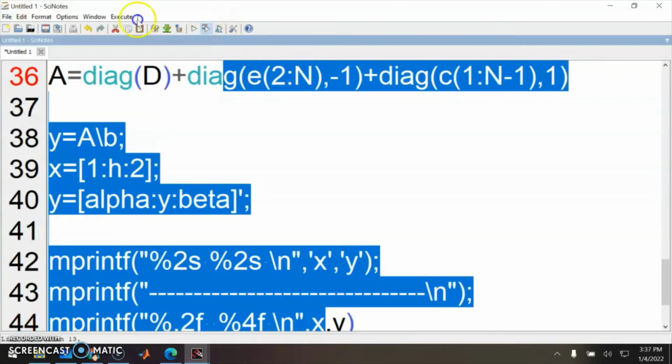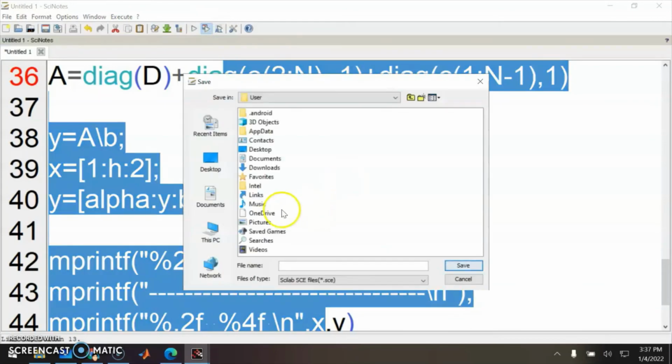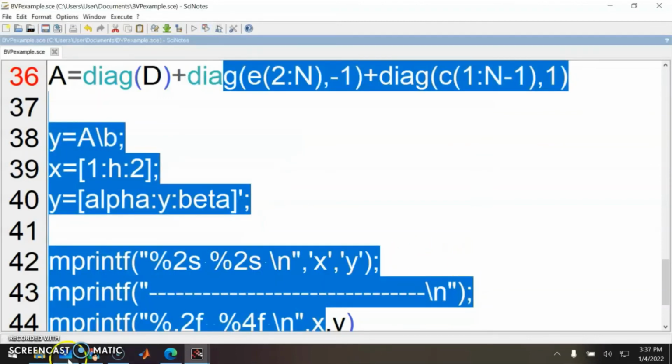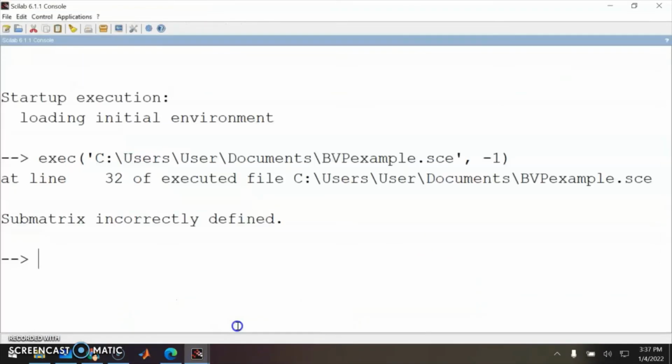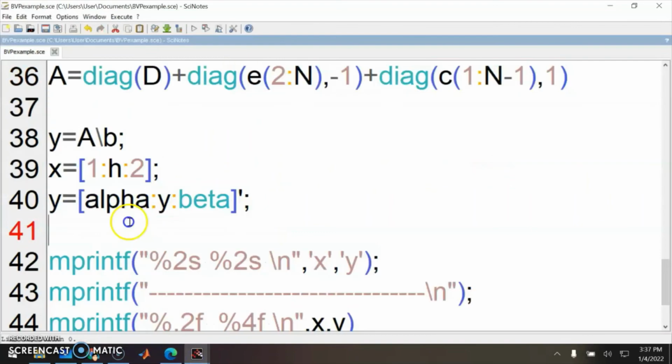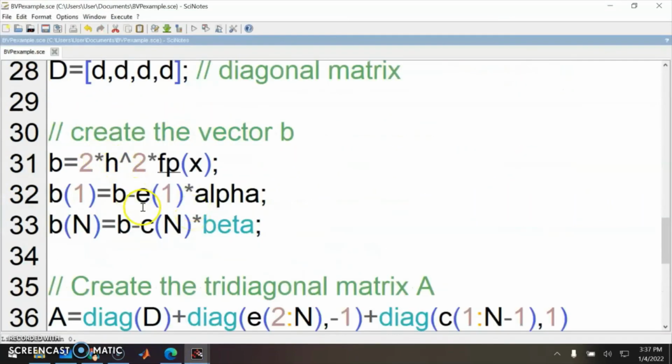Okay, so save this. Save this in my documents, maybe as boundary value problem A, example. Okay, save and see what you get. Must be a lot of error. Oh yeah, look at that. Submatrix incorrectly defined. So I knew that already. Line 32, my submatrix is incorrectly defined.